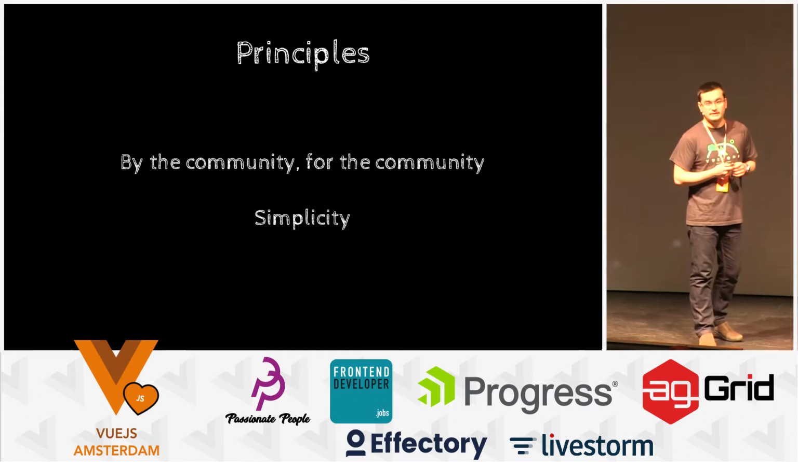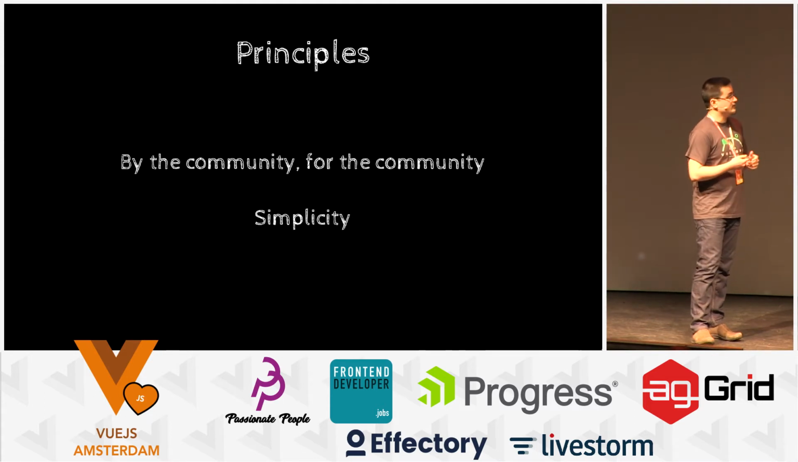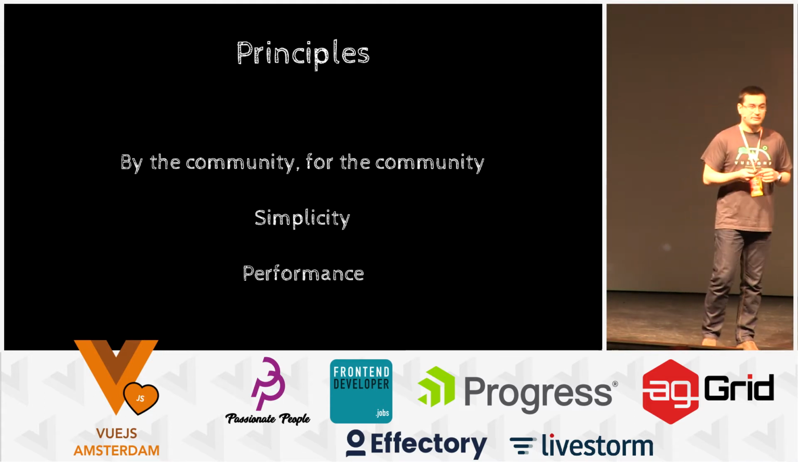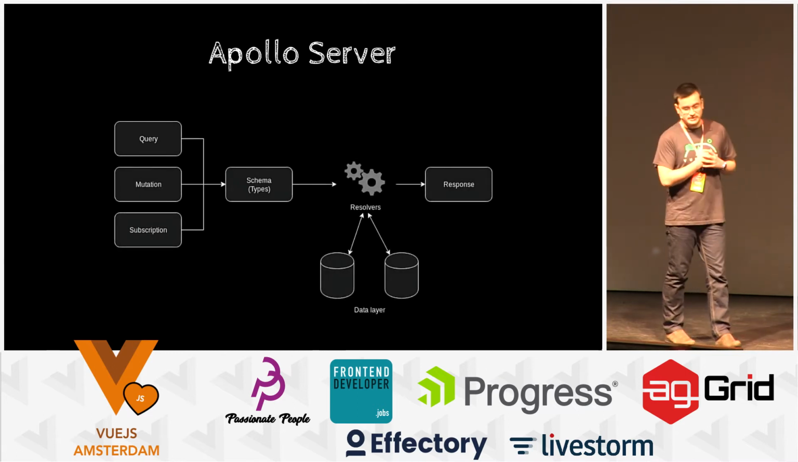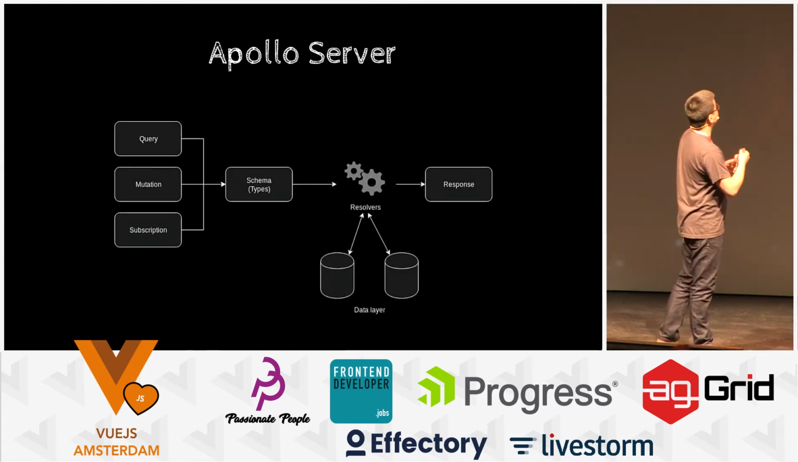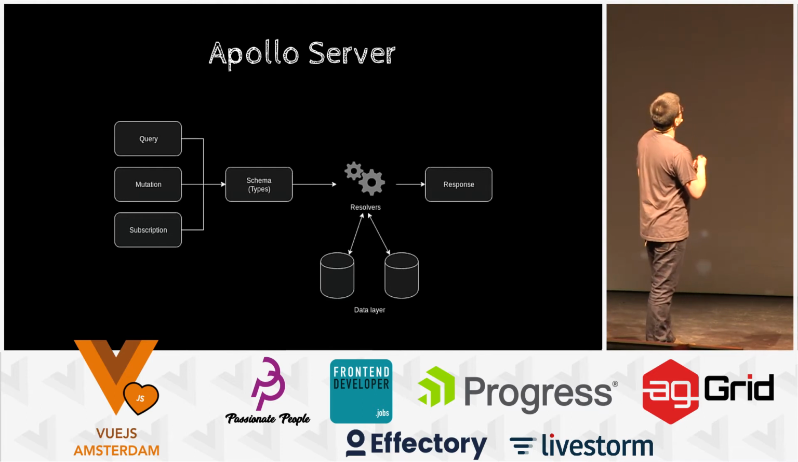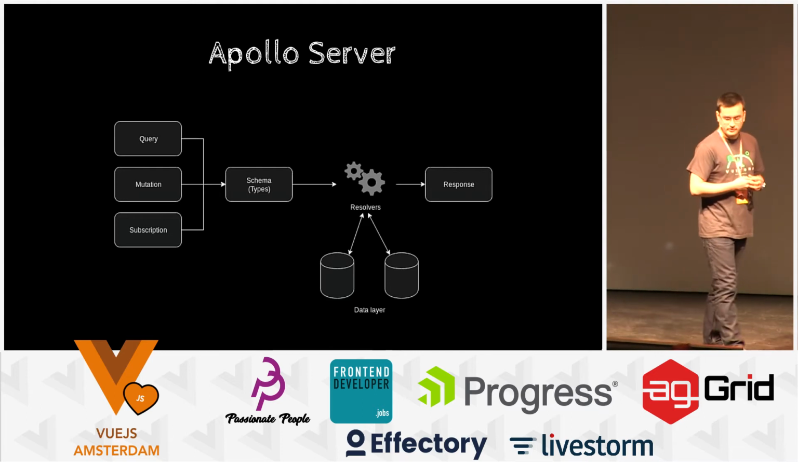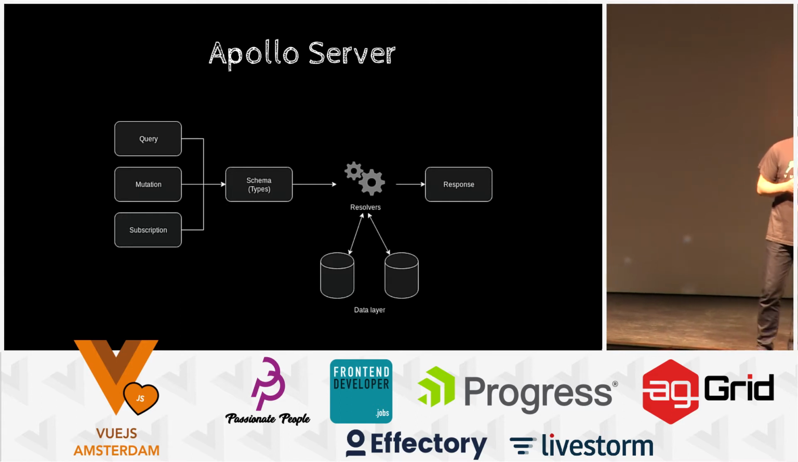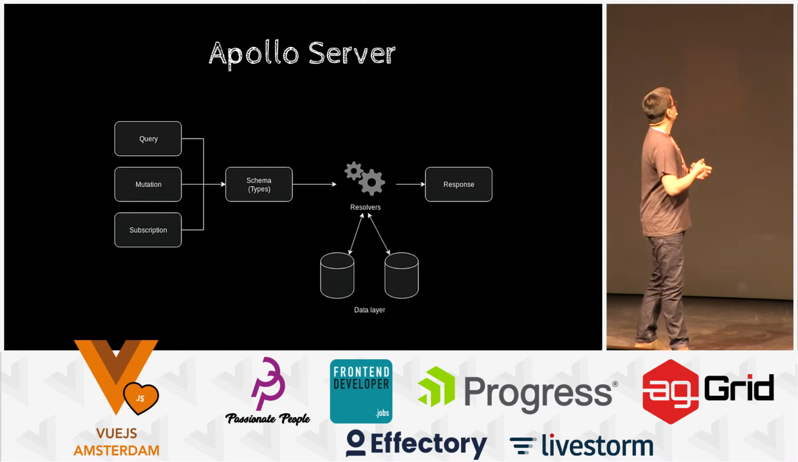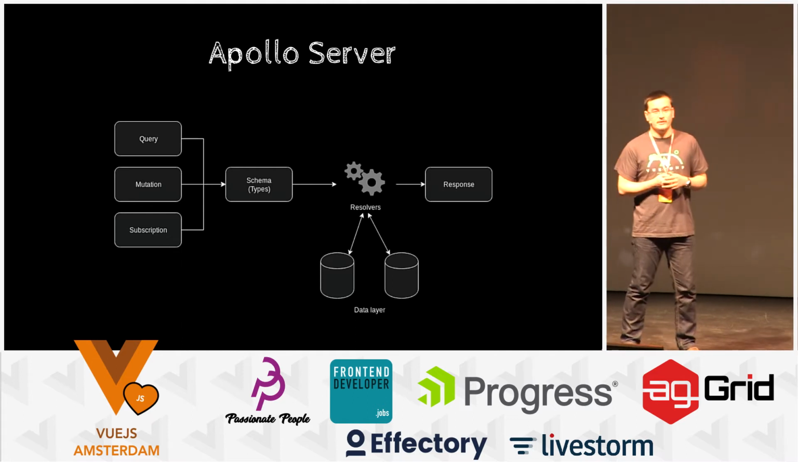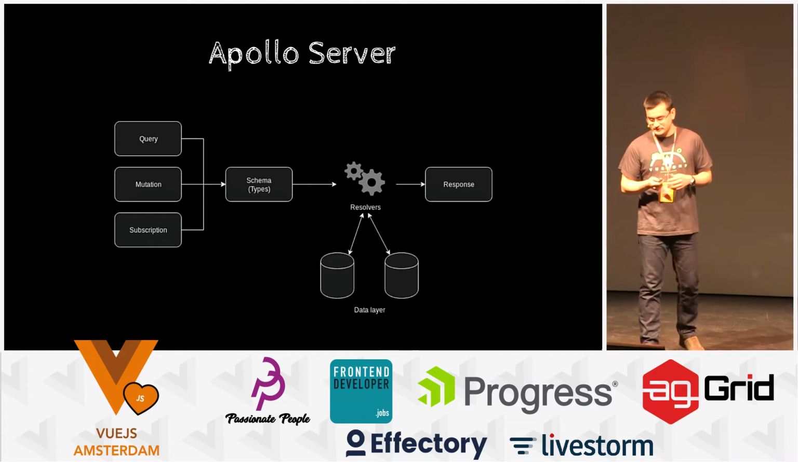Simplicity to get you started and be very approachable, and performance, obviously. So what does Apollo Server look like? On the right, you've got the several types of queries you can make to a GraphQL API: queries, mutations to change your data, and subscriptions to make real-time events.